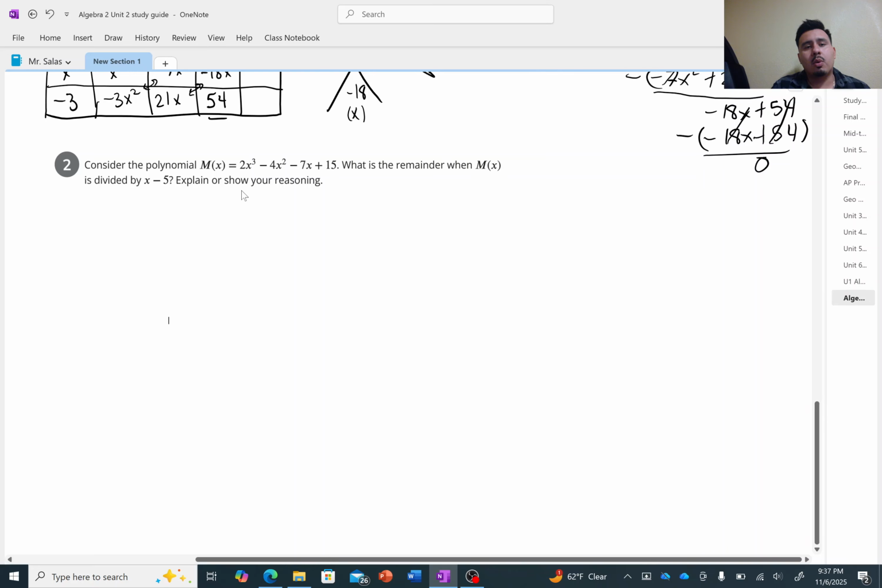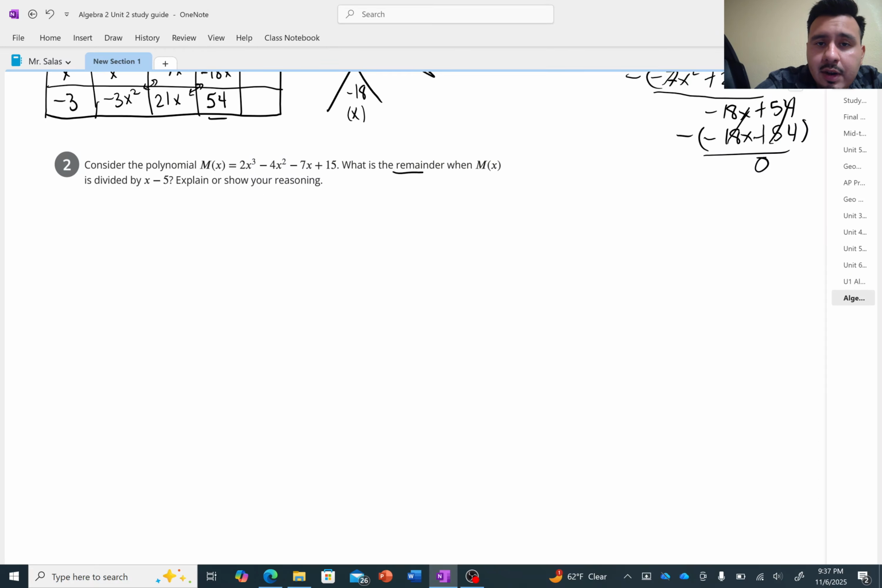We're going to consider the polynomial m of x is equal to 2x cubed minus 4x squared minus 7x plus 15. I want to know what is the remainder when m of x is divided by x minus 5. And we have to explain or show our reasoning. So we want to know what the remainder is. Finding the remainder is easy because we can do this two ways. The first way, we can just flat out divide. So in this case, I can say 2x cubed minus 4x squared minus 7x plus 15 divided by x minus 5.